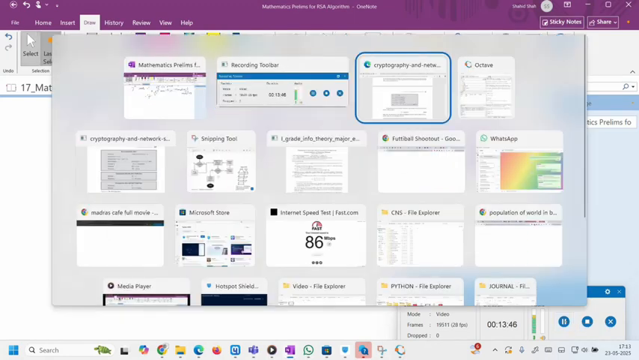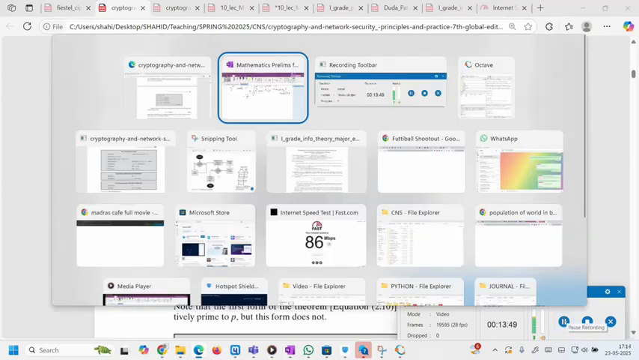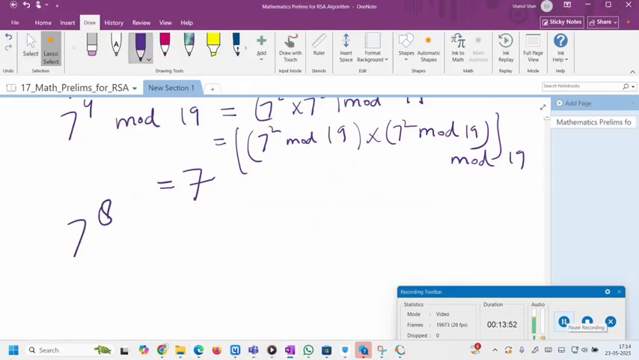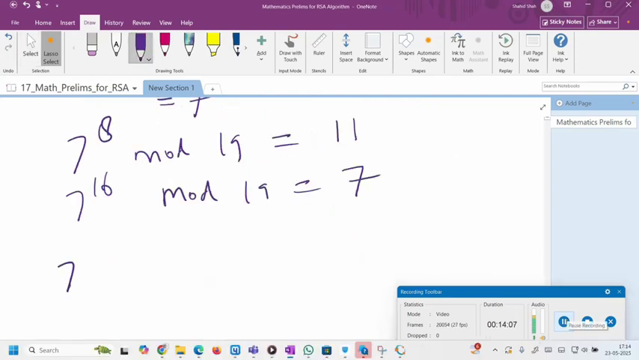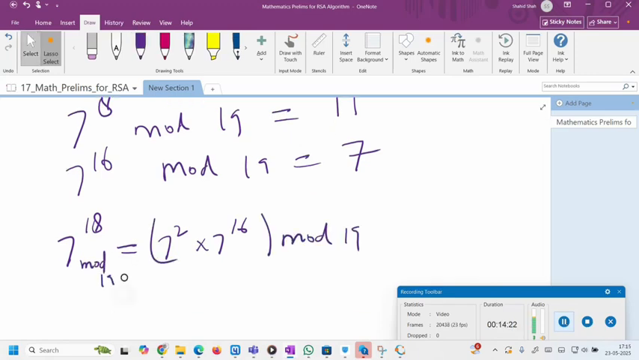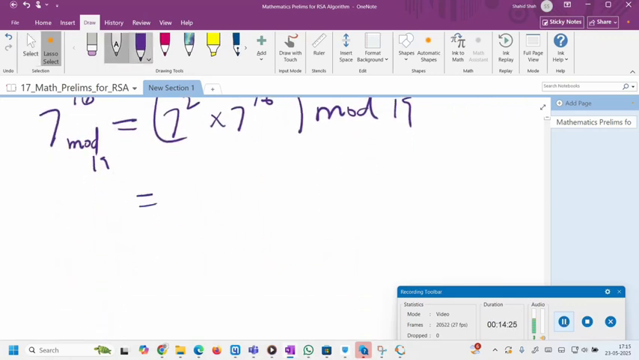Similarly, you can take another power of 7 as 7 to the power 8 and 7 to the power 16. So 7 to the power 8 modulo 19 and 7 to the power 16 modulo 19. And you can verify it. This will be 11 and this will be, I think, 7. Now 7 to the power 18, how to compute it? You can write it as 7 square into 7 to the power 16. Now you want to do modulo 19. Again, use the property, simplify it, you will get the answer equal to 1. So this is the verification.